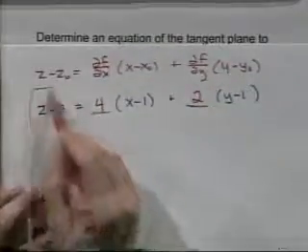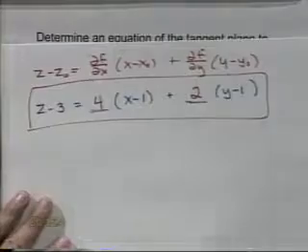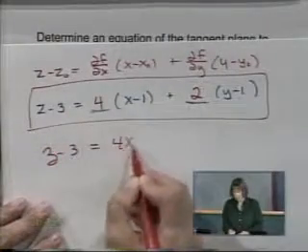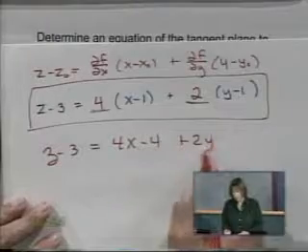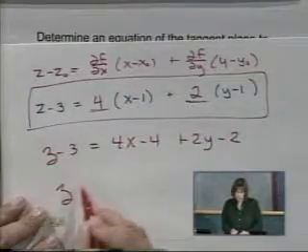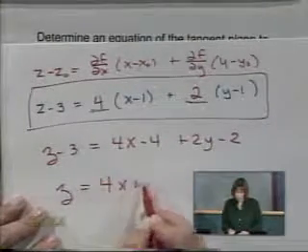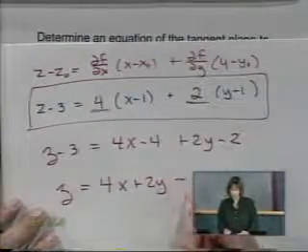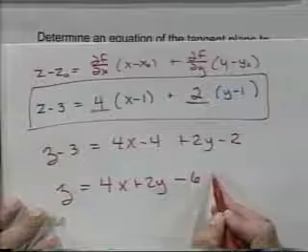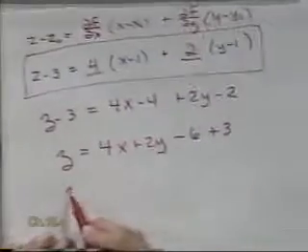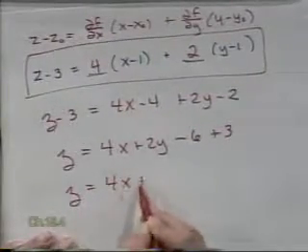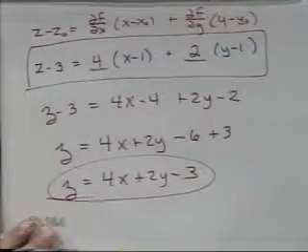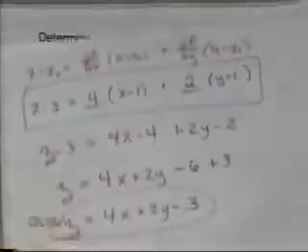And I think this is a beautiful way to have your equation, but I guarantee your book's not going to have that. They're going to multiply things out. Z minus 3 equals 4x minus 4 plus 2y minus 2. So z equals 4x plus 2y, and a negative 4 and a negative 2 is a negative 6. And if you add 3 to both sides, they'll probably write it as z equals 4x plus 2y minus 3 as their tangent equation. But all you had to do was this.